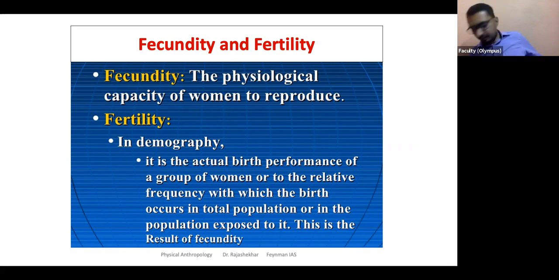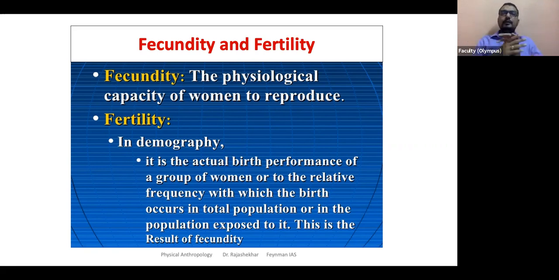I briefly explained this concept of fertility and fecundity, and I showed you the same slide. Fecundity is the biological capacity to have children. Fertility is how many children they actually have. So fecundity, calculate yourself. I was telling you approximately 33.